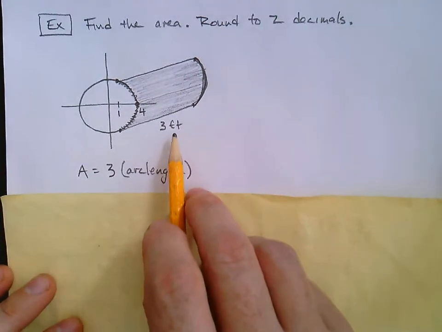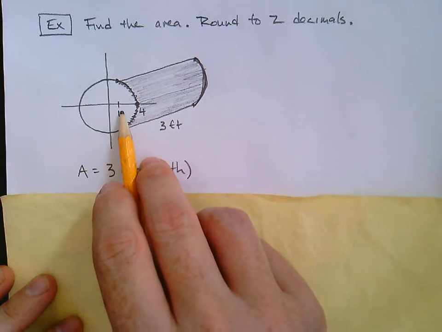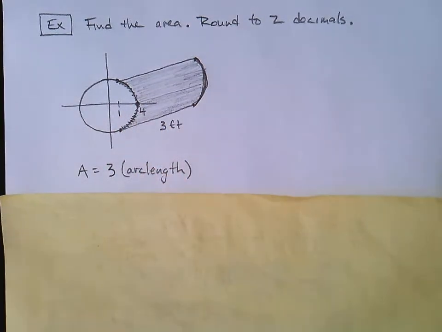By the way, it's got 3 feet. I think we're thinking of all of these units as being in feet. Never mind the scaling. Okay, so once we have that arc length, if we multiply it by 3, then we'll get the area.